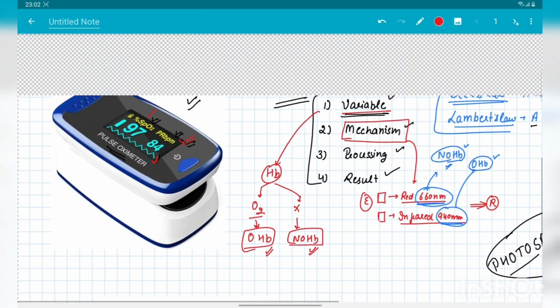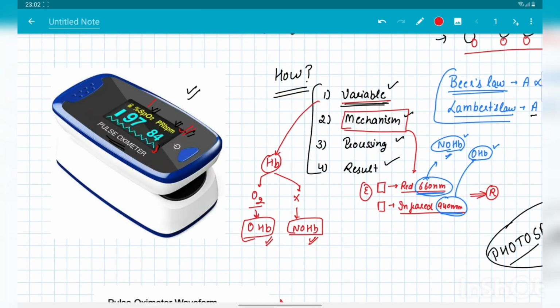So this is all about how this pulse oximeter works. I'll make a video on how to use this pulse oximeter, because this is quite important during this current situation of COVID-19.